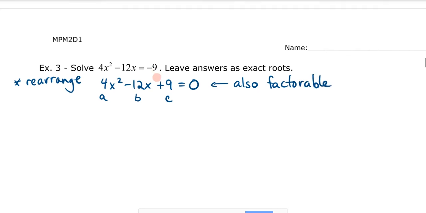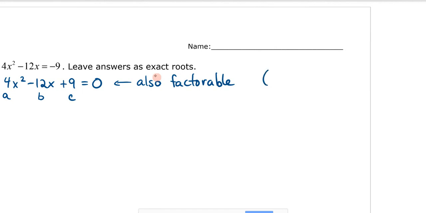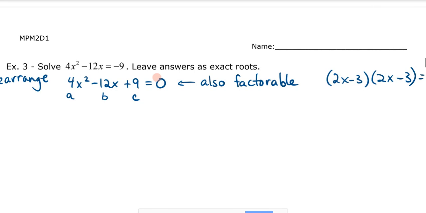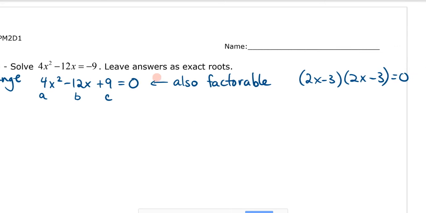Okay, and if you factored it, you would get 2x minus 3 times 2x minus 3 equals 0, and you can solve for x that way. However, that's factorable because it's a perfect square trinomial. Okay, 4x squared and 9 are perfect squares. But I will tell you that even though it is factorable, you can use the quadratic formula any time.